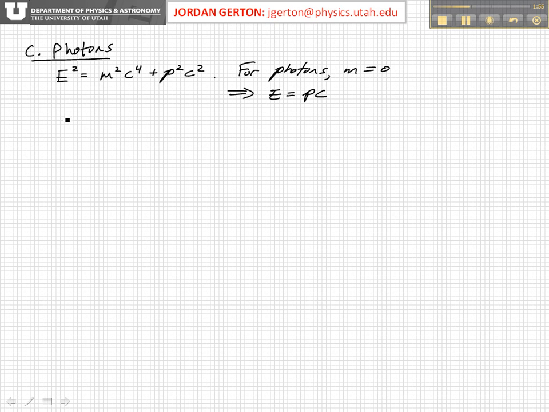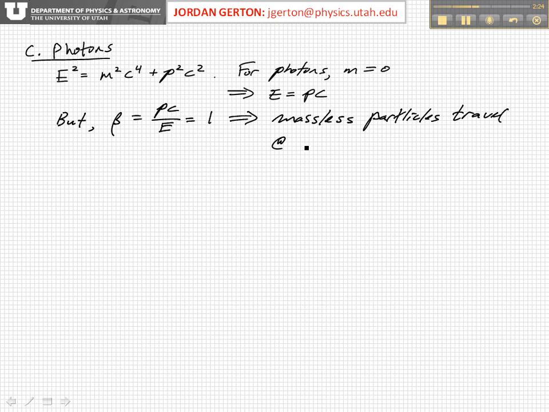But we've already shown that beta is equal to pc over E, which in this case is equal to 1, right? E is equal to pc. So this implies that massless particles, like photons, travel at the speed of light c. Okay, so we know that this is true for photons.